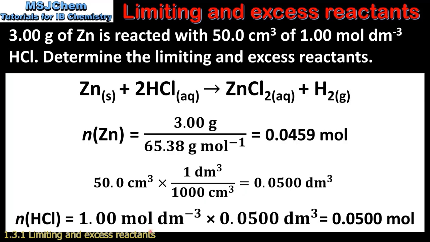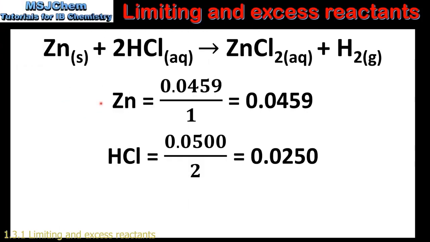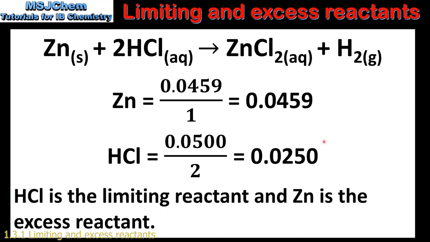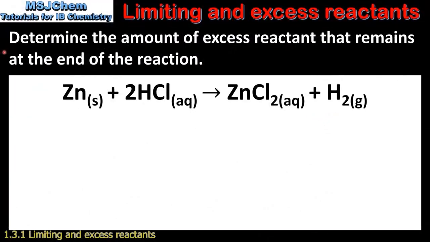Next, we'll multiply the concentration in moles per decimeter cubed by the volume in decimeters cubed, and this gives us 0.05 moles of HCl. So the next step is to divide the amount in moles by the coefficient in the balanced equation. For zinc, the coefficient is 1, and for HCl, the coefficient is 2. So this gives us 0.0459 for the zinc and 0.0250 for the HCl. The lowest one is the limiting reactant, therefore it's the HCl, which means that zinc is the excess reactant. Next, we'll determine the amount of excess reactant that remains at the end of the reaction.